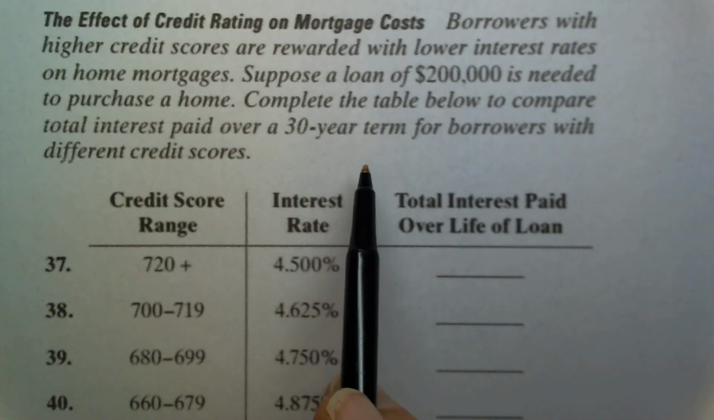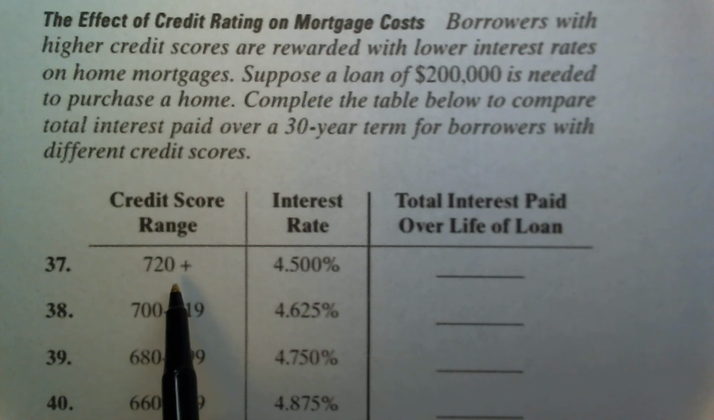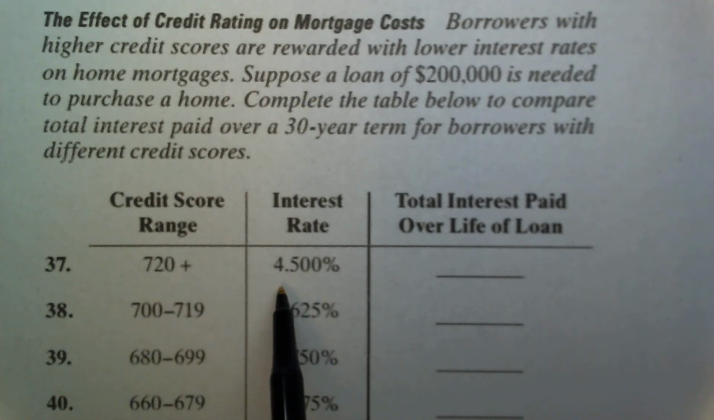So the term is 30 years. And here are various interest rates given, corresponding to the credit score range. When you're at 720 or above, you get a 4.5% rate, etc. And the lower your credit score, the higher your interest rate. So, to really make it visual what that means financially, let's compute the amounts that you pay over the life of the loan.